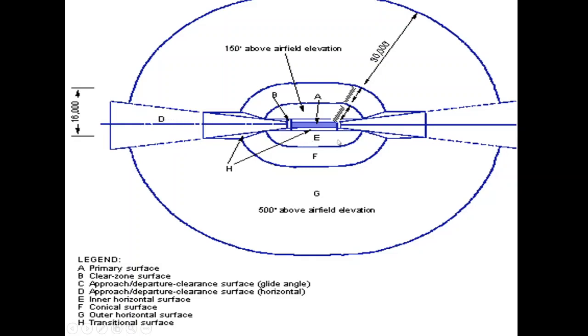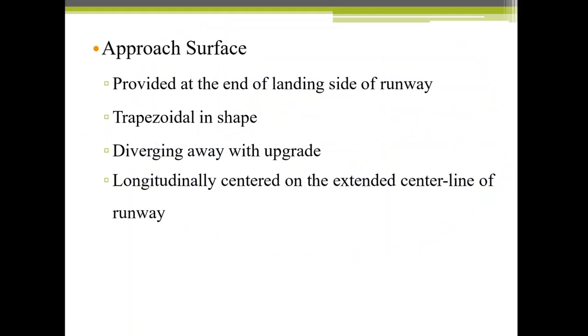The portion E is the inner horizontal surface, portion F is the conical surface, and G is the outer horizontal surface. We can see that E is the inner horizontal and G is the outer horizontal. In between this inner and outer, there is a conical surface. And H, you can see the markings, is the transitional surface. These are all types of imaginary surfaces. Clear? Now we will see one by one.